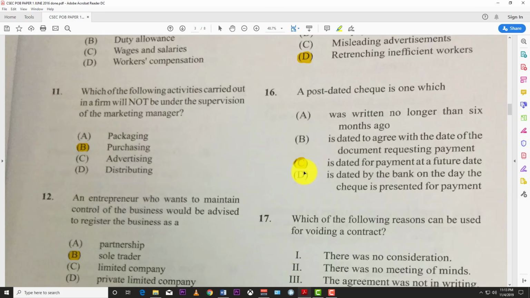Number 16. A post-dated check is one which, post means after, so therefore we're talking about C, is dated for payment at a future date. Future date, so that's post-dated.